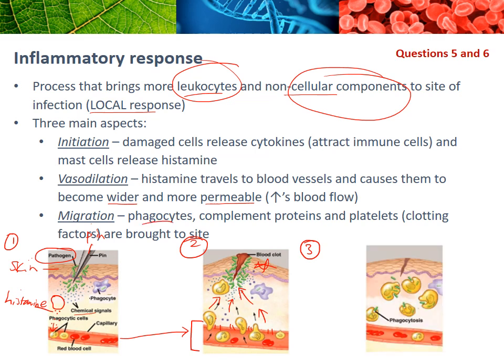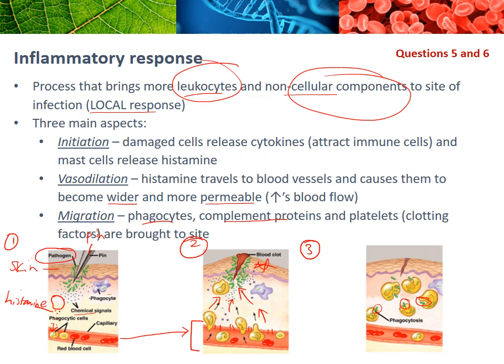So phagocytes, for example, are going to go around and consume the pathogens as they do. Our complement proteins, they might be doing things like coating that bacteria so that the phagocytes can see it. They might be lysing the bacteria. So remember in a couple of slides ago, the different things that complement proteins do.